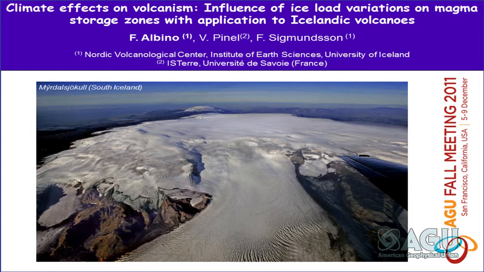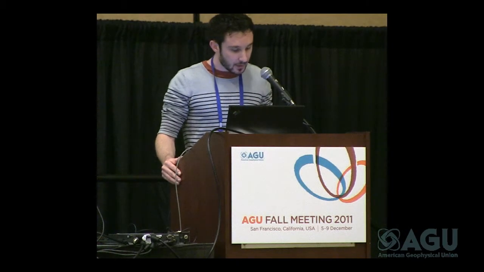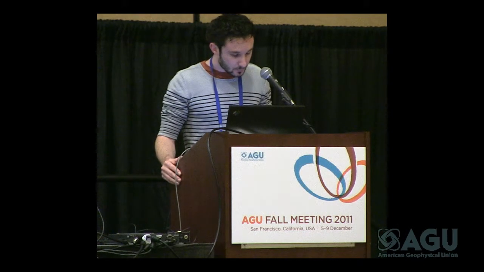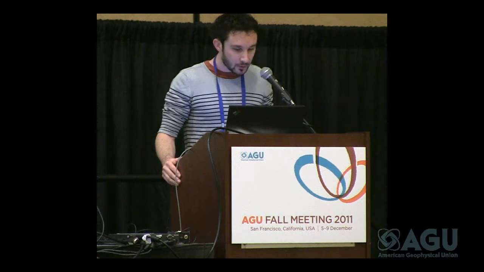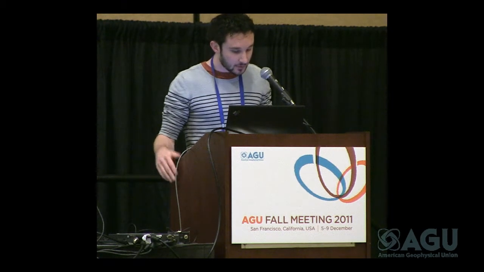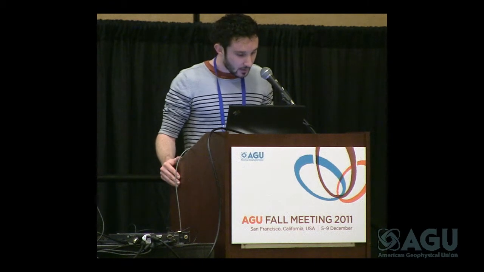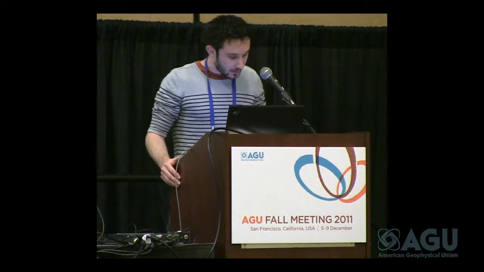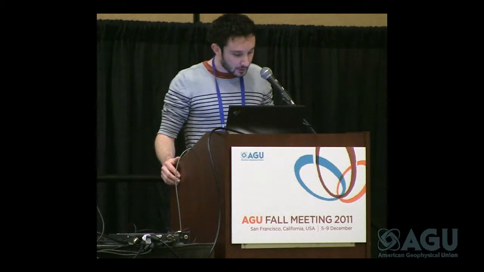Most of them are situated under thick ice cap. And ice cap evolves through times. We can have annual variation due to accumulation in winter and melting in summertime. And also ice cap retreat at long term due to the global warming. And both changes at the surface cause a load change.